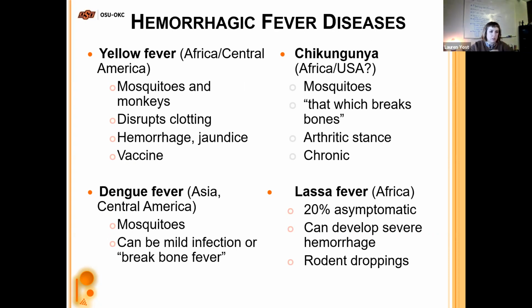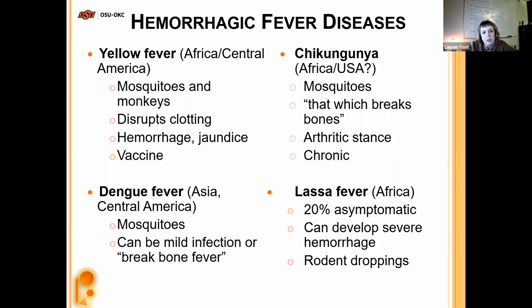These are just examples. So the yellow fever transmitted by mosquitoes, reservoir in monkeys. We have disruption of clotting leading to hemorrhage, eventually jaundice, and there is a vaccine available. Moving down to dengue fever, we see transmission via mosquitoes and has a mild infection, but we can also have the development of breakbone fever.